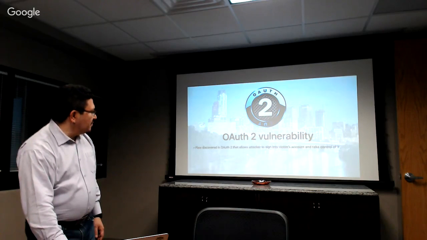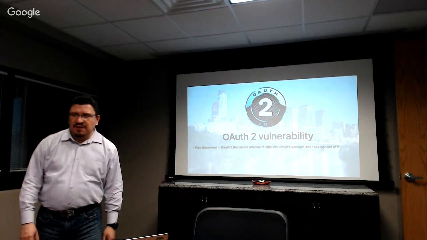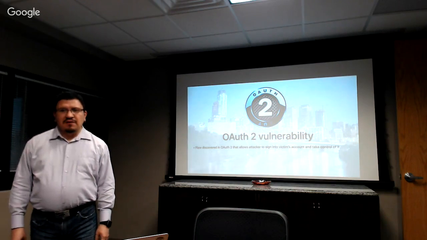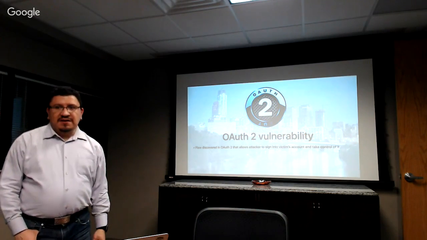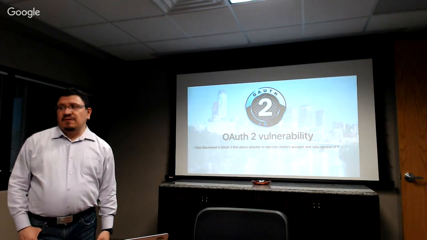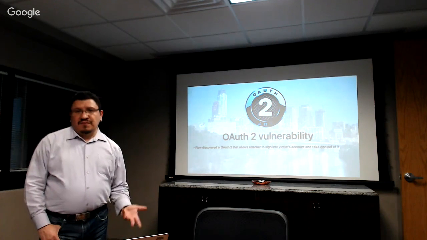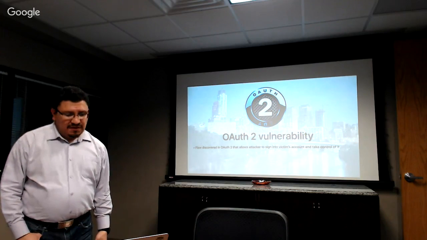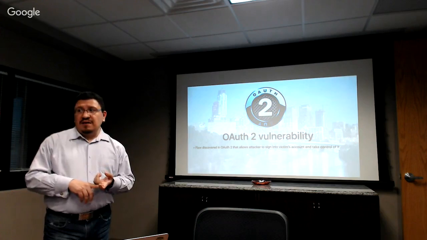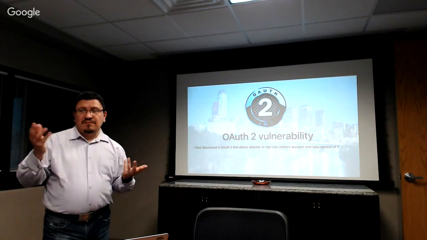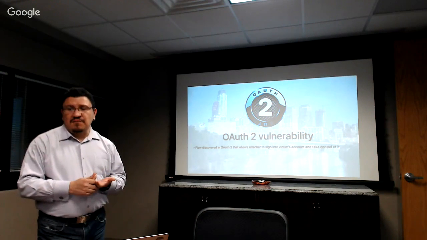OAuth 2 vulnerability. Last week they published a report saying Chinese researchers discovered a flaw in OAuth 2 that allows an attacker to sign into a victim's mobile account and basically take control of it, including their sign-in, so they can use it. And if that's compromised, then other things can be compromised.